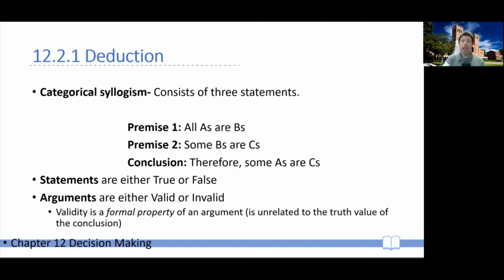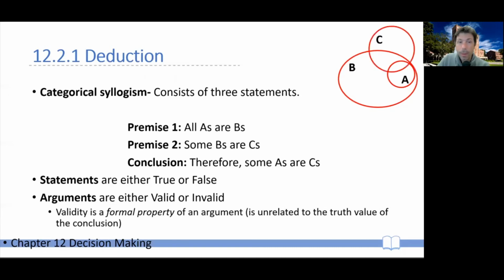Now think about it. In fact, let's draw together the Venn diagram for this argument. So all A's are B's, so all A's are part of B. Some B's are C's, and this is the difficulty. See, some B's are C's could be like this. And if this were the case, it would follow that some A's are C's.